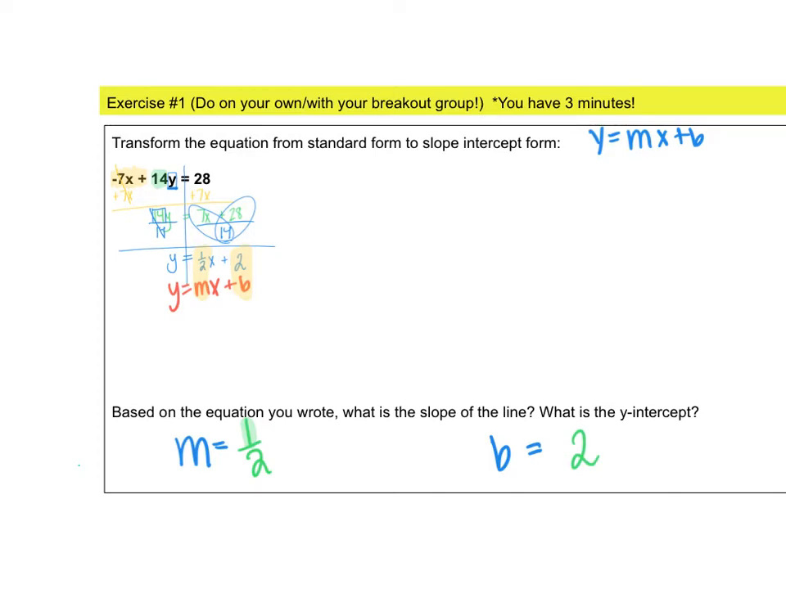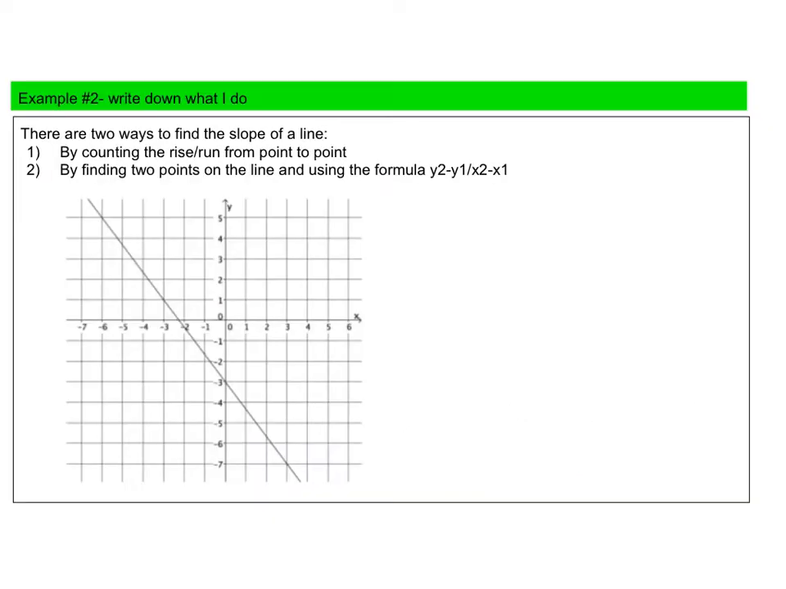All right, check your work. Let me know if you have questions with this. All right, example number 2.